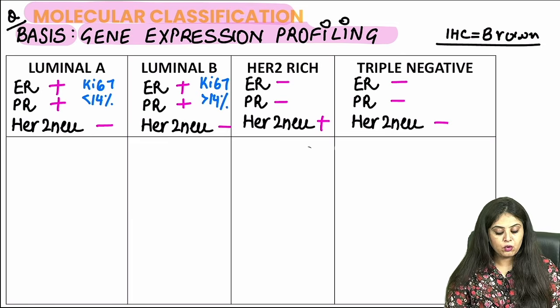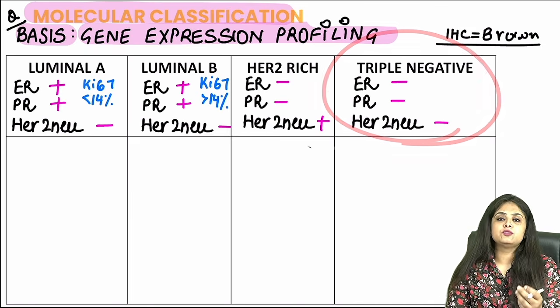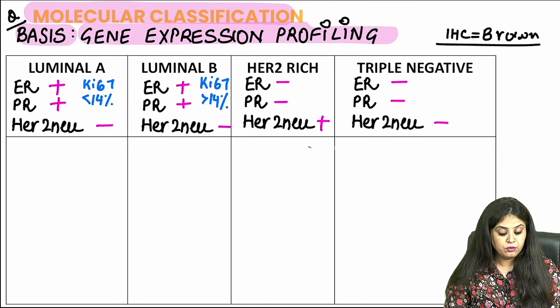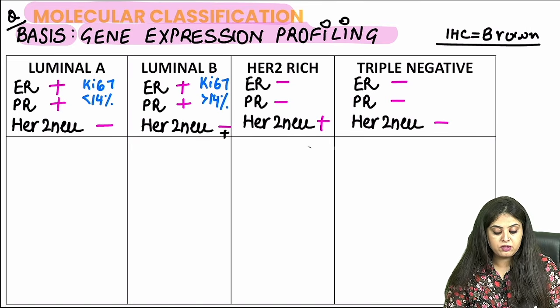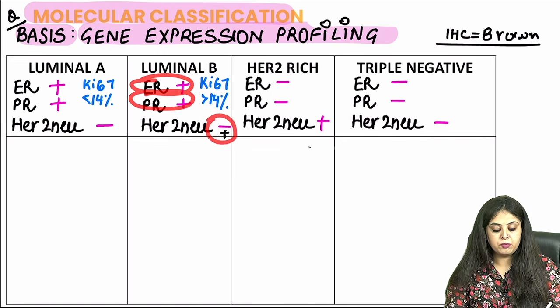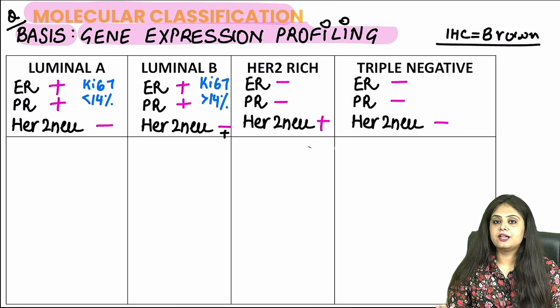Before I move on, because we have a category called triple negative, students often ask me that, ma'am, is there a category called triple positive also? So luminal B sometimes, I'm not saying always, sometimes can be HER2/neu positive, and that of course will make it a triple positive breast cancer. You've got the classification in place.